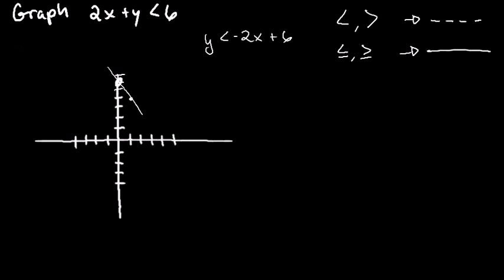Okay. If I were to do standard form here, I would go ahead and put in zeros for my x's and y's. If I put 0 in for my x, my y is going to be 6. And if I put 0 in for my y, my x is going to be 6. So there are a couple points to graph.